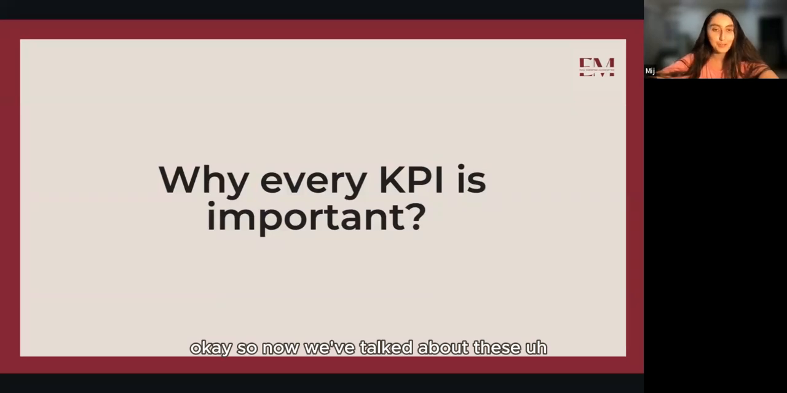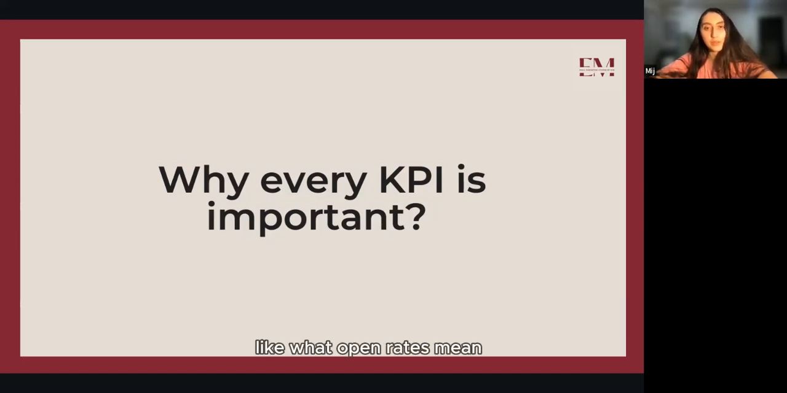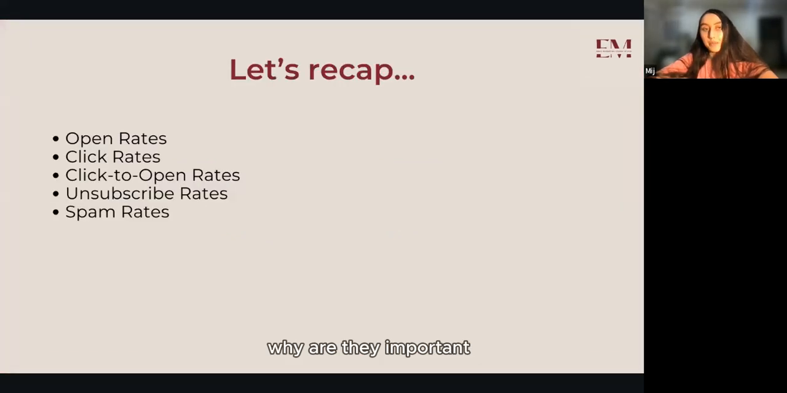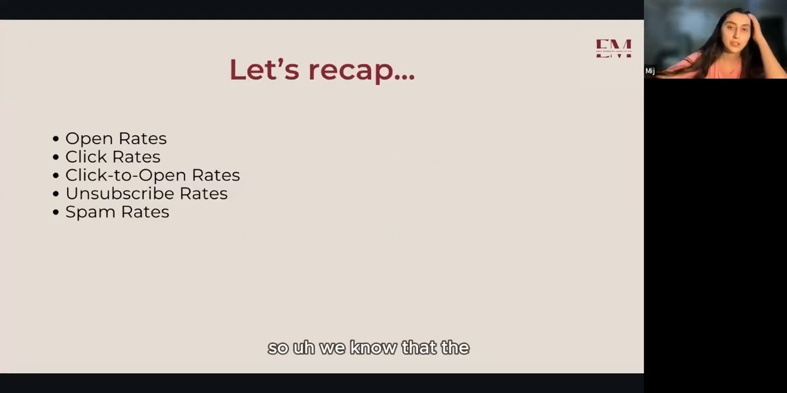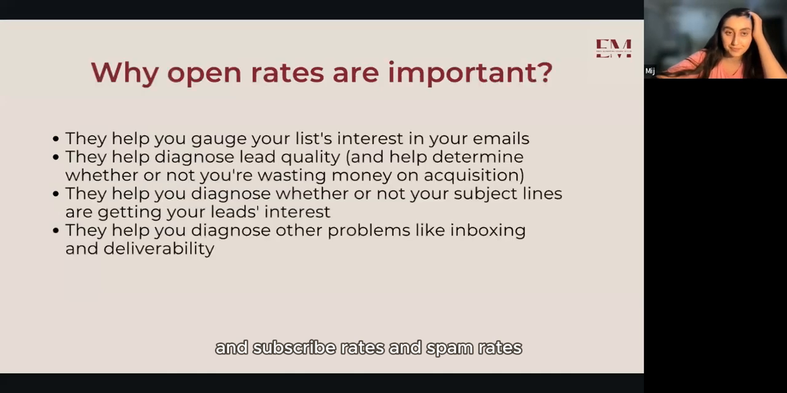Okay, so now we've talked about these. Let's get back to KPIs. I know that at the end of our first lesson, we briefly talked about KPIs. I've explained what those are, like what open rates mean, what click-through rates mean, etc. Today, it's really important for us to know why they are important. So we know that the KPIs are open rates, click-through rates, click-to-open rates, unsubscribe rates, and spam rates.